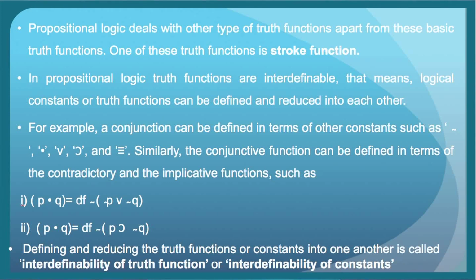P dot Q can be represented as not, within brackets, not P or not Q. Again, P dot Q can be represented as not, P implies not Q. So, one particular representation can be represented in different ways.